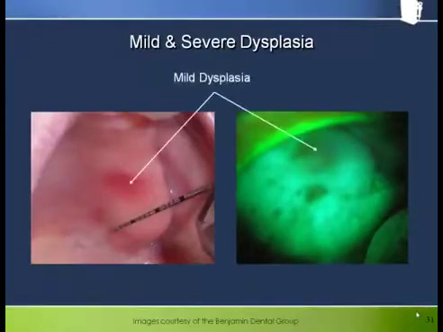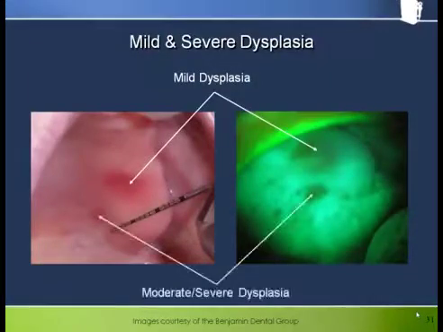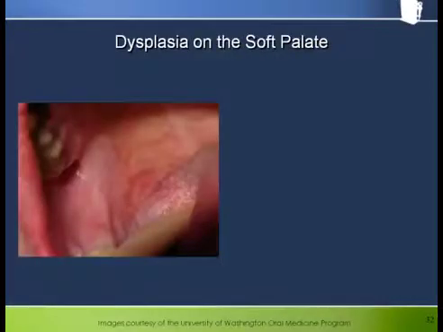The larger, more obvious area in white light was confirmed by biopsy to be mild dysplasia. The smaller, less obvious area under white light, which looks darker with more well-delineated borders under VELscope, was found by biopsy to be moderate to severe dysplasia. This is a good example of how the VELscope can enhance the examination process of the clinician by focusing attention on areas that might otherwise have been overlooked.